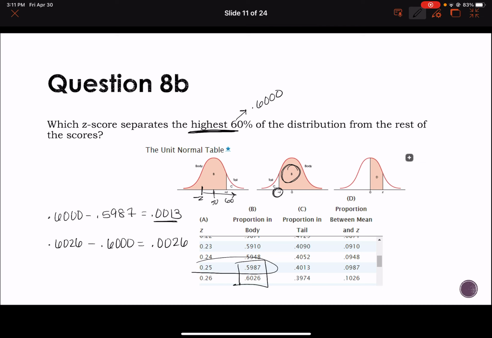So we're going to use z equal to 0.25, and this is going to be a negative. I'm sorry, I forgot to drop that negative, because remember, since it's the highest 60%, then it's lower than my mean, which would make it a negative value there.